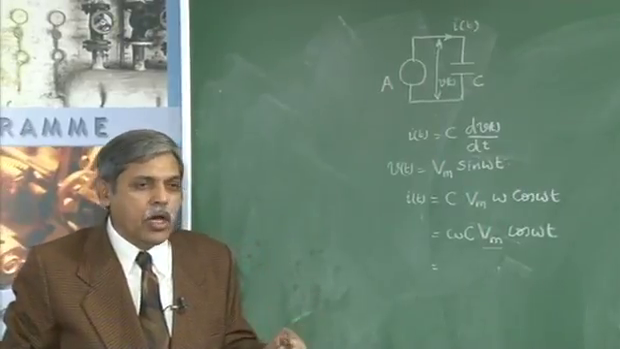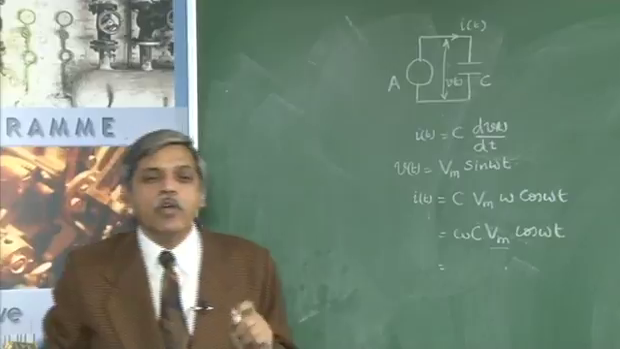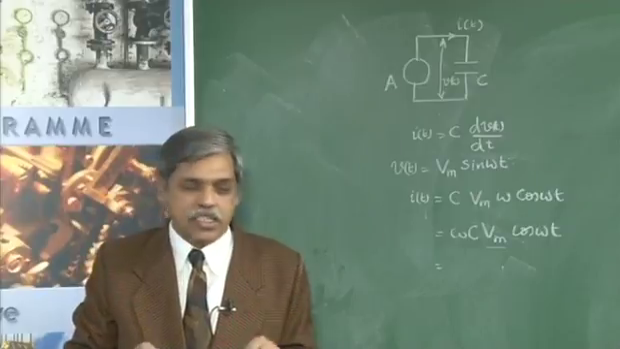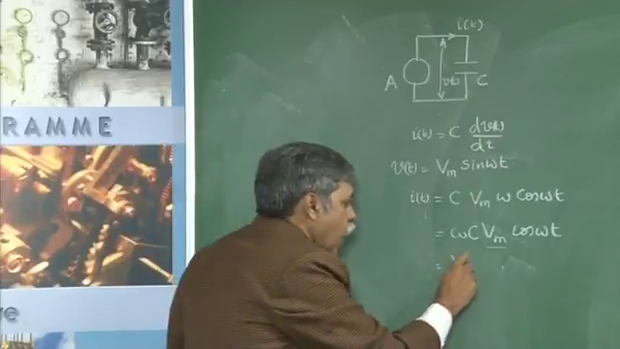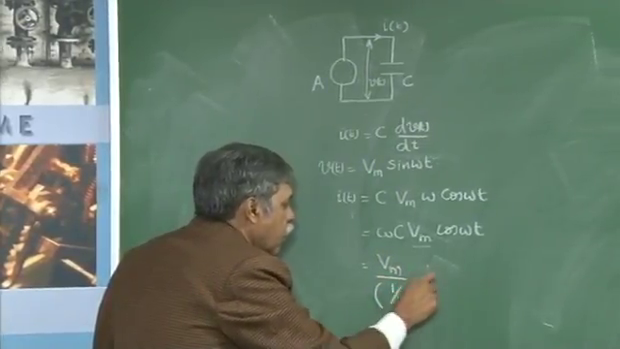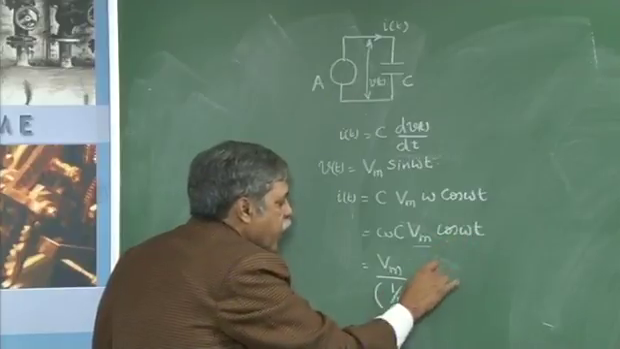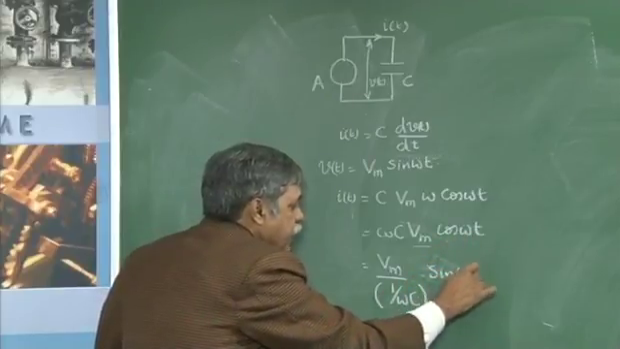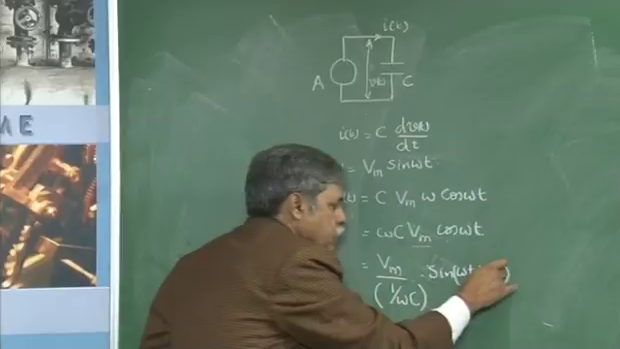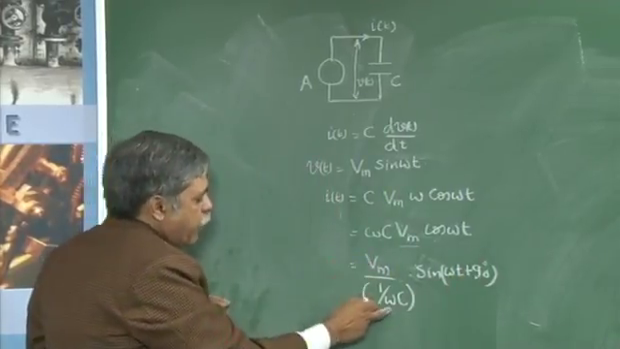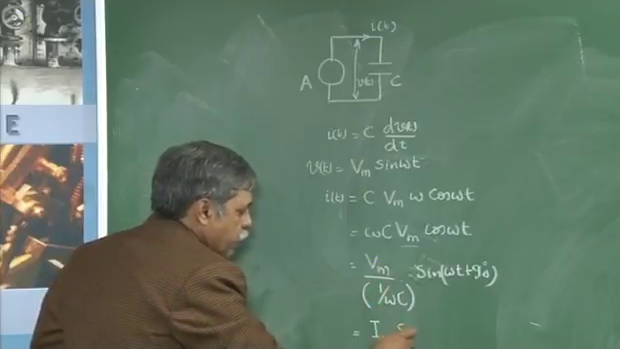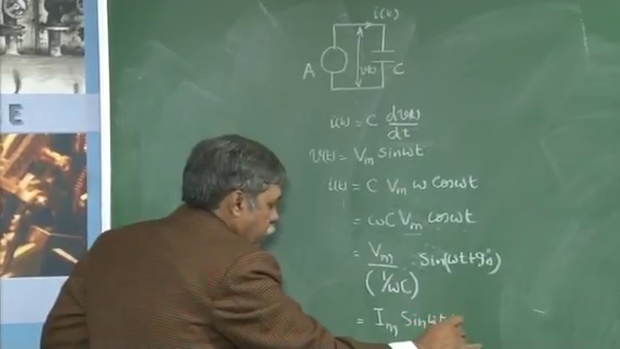In an electrical circuit, if I want to calculate the current, you need to divide the voltage by some parameter which has a dimension of resistance. Therefore, I will rewrite this as Vm divided by 1 upon omega C, cos omega t. The cos omega t can be written as sin of omega t plus 90 degrees. Now because I have voltage divided by something, that gives us a current, I will give Im for this term and then sin of omega t plus 90 degrees.